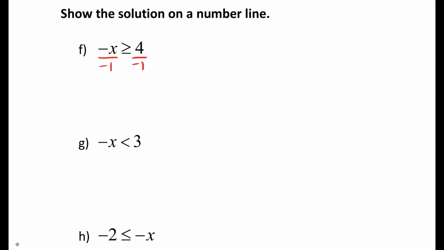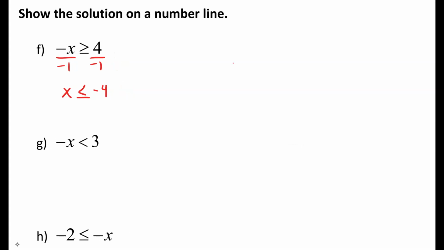So it's going to get just x. And remember, when we're dividing or multiplying by a negative number, we have to flip that symbol. So it's going to flip over, and we're now going to have negative 4. So what this means is we used to have negative x is greater than or equal to 4, and now we have x is less than or equal to negative 4.